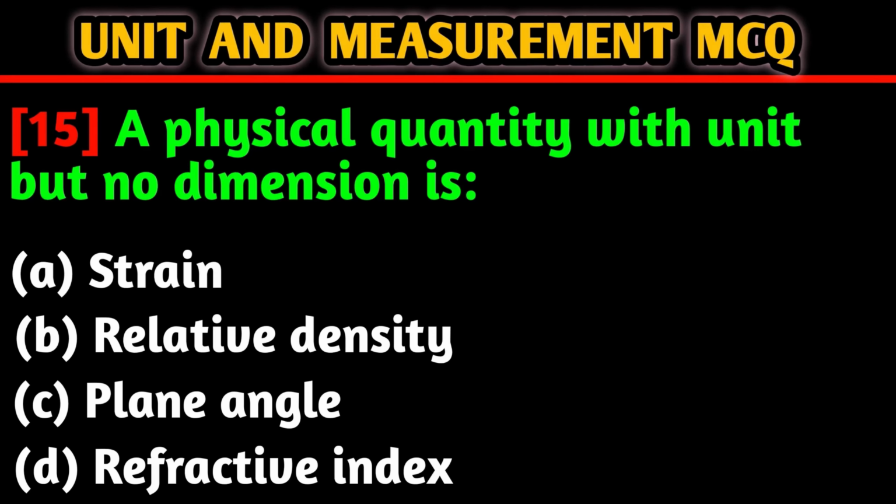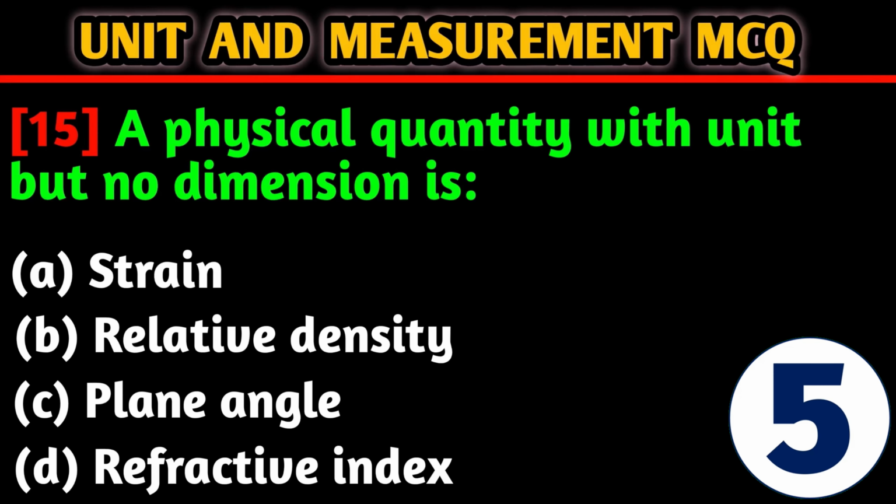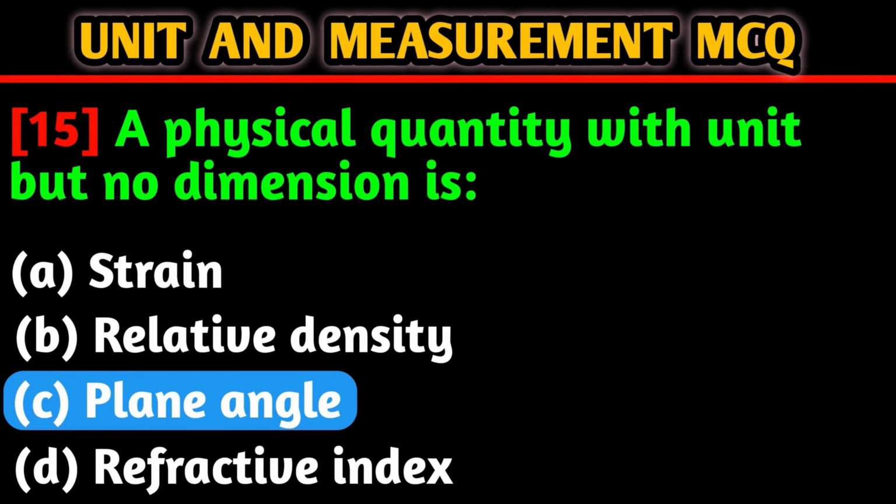Question number 15. A physical quantity with unit but no dimension is? Option A, strain. Option B, relative density. Option C, plane angle. Option D, refractive index. And the right answer is option C, plane angle.